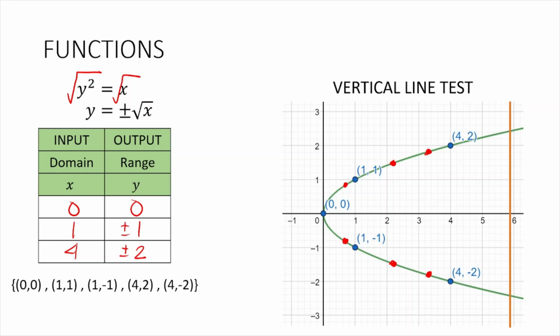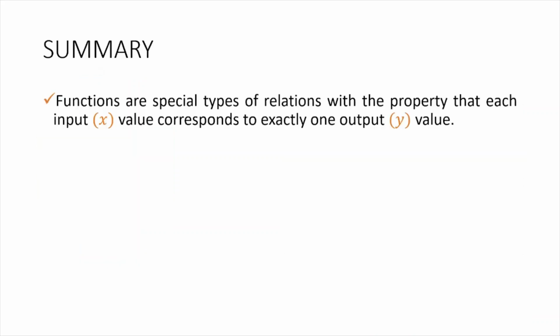All right, so as a summary, functions are special types of relations with the property that each input value or x value corresponds to exactly one output or y value, right? In other words, functions cannot have multiple output values for a single input value.